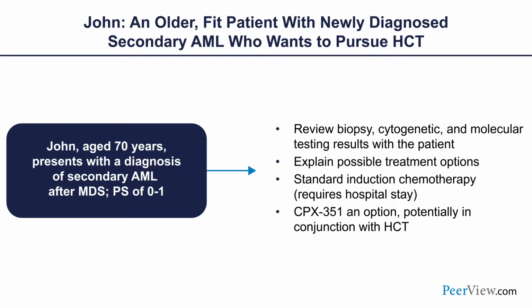Agents such as CPX-351 are an option for this patient, and potentially in conjunction with a transplant if we're going to consider the possibility of potentially curative therapy in the future. John wants to be aggressive, but he's not sure that he's really a transplant candidate because of his age. But after going through the therapy and achieving remission with a good functional status, and provided we're able to identify a donor, it often takes a lot of explanation, educating patients about transplant and helping them to realize that may be a realistic option.